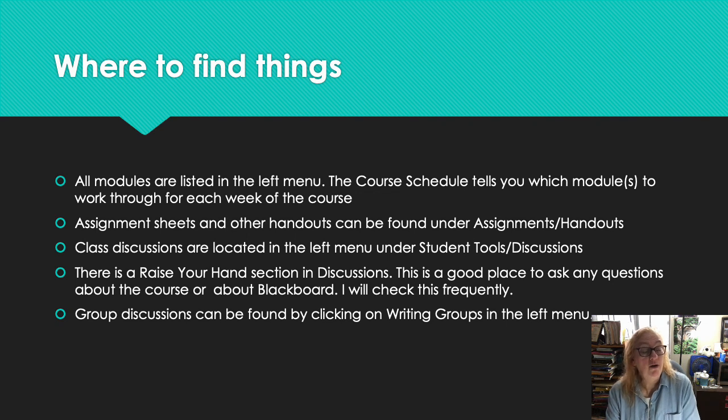Okay. So now where do you find stuff, right? Sometimes students go, I don't know where to find things. Okay, so all the modules are in the left menu. They're listed by title. The title, I've tried to make it clear what's in it. The course schedule tells you which module you have to work through for each week, or if there's more than one. Okay, assignment sheets and any other handouts like your portfolio handout are under assignments/handouts in the left menu.